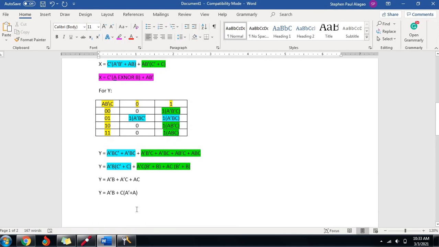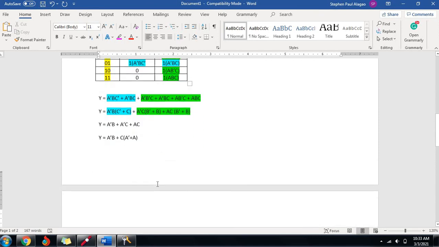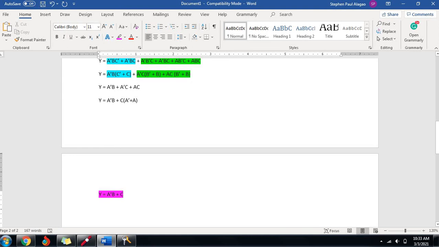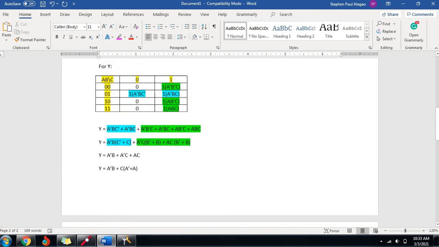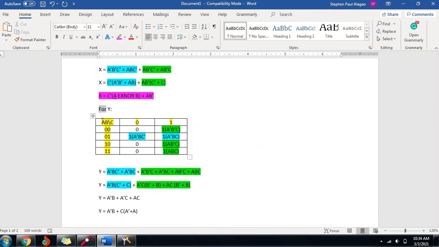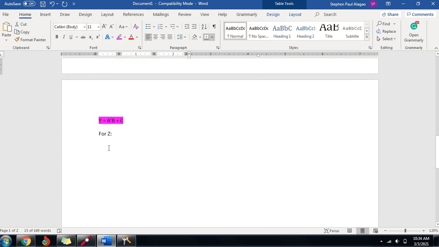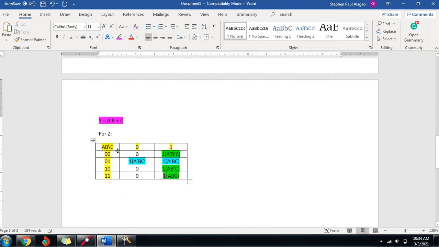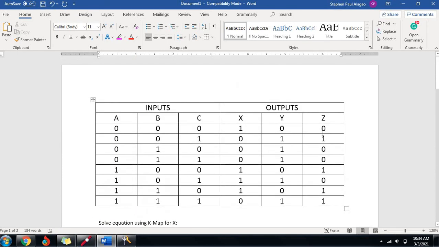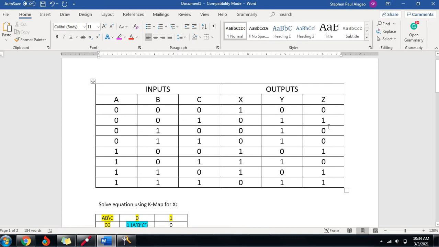That is for y. So for x, this is our equation for x, and for y, this is our equation for y. So for z, the last one, let me copy this one and then paste. So for z, let's start to look at z. Therefore you have 1 is 1, another is this one, 4 is 1, and 6 and 7 are 1. And the rest are 0.